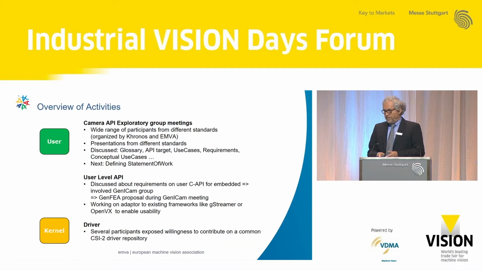For the overview of the activities, we have 3 major areas of discussion. Maybe the most prominent right now is the so-called Camera API Exploration Group, which is organized by Khronos jointly together with EMVA. Khronos is a standards group in the US, which is hosting, for example, OpenGL or OpenVX, and which tries to port standards into ASIC design.